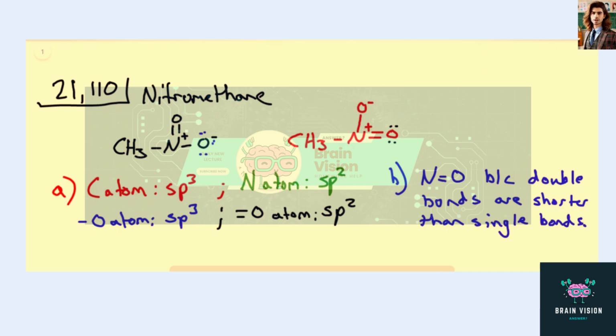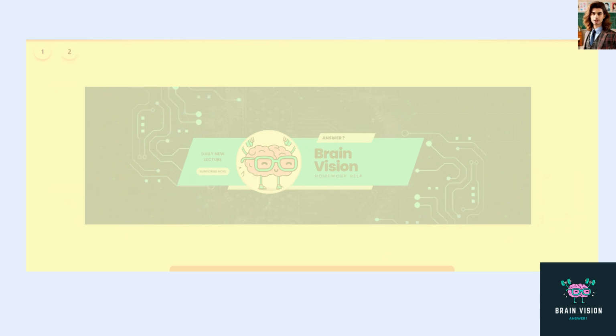Now let's go ahead and open a new page. Let's answer question C, which is which bond is the strongest. And so this is also the double bond, because 2 pairs of electrons are shared versus 1.